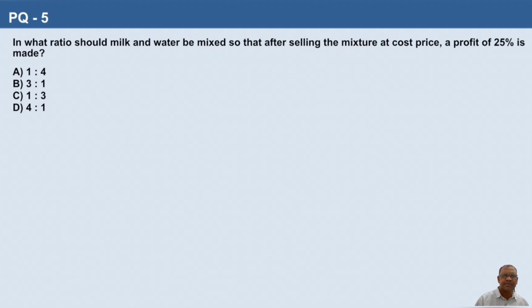Question number 5. In what ratio should milk and water be mixed so that after selling the mixture at cost price, a profit of 25% is made? So here we are mixing water with milk. So let us assume the cost price of milk as 100, and the cost price of water will be 0 because water is free.